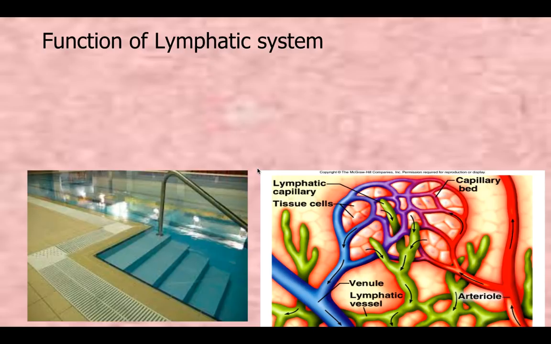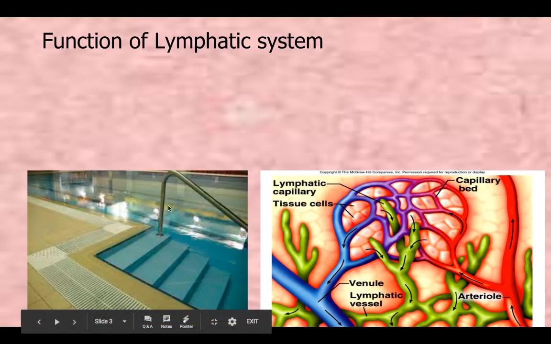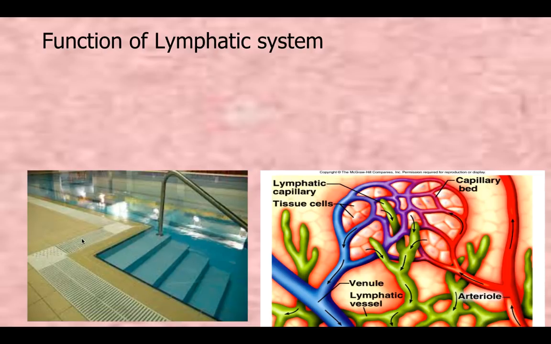We can think of this kind of as a pool. The function of a pool is that we need to filter the water. So we have these grates over here, which are going to take the excess water that flows out, bring it to a filter, filter it out, get rid of the waste, and then somehow that water has to go back to the pool. And that's exactly what our lymphatic system does with our interstitial fluid.